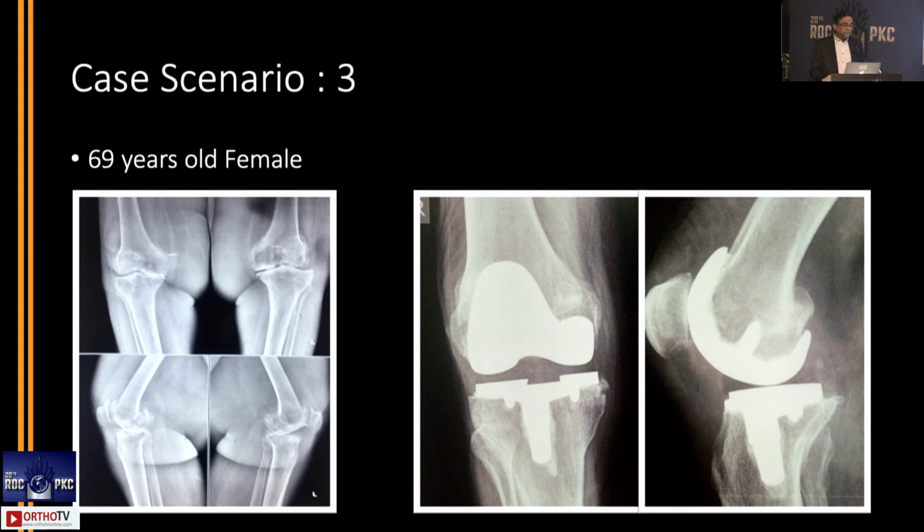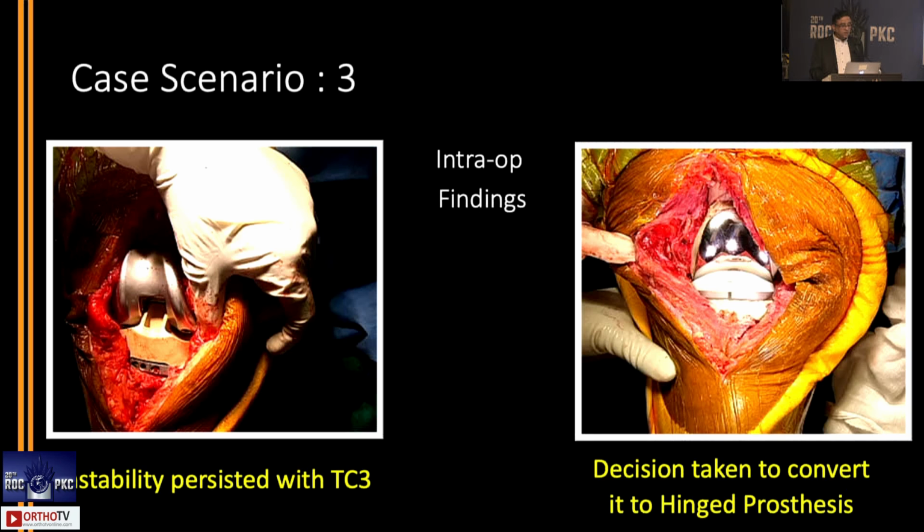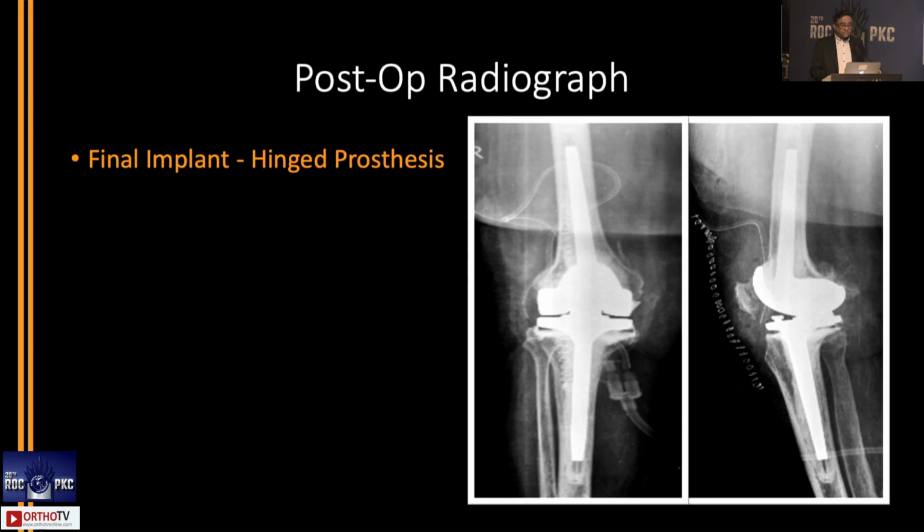Case scenario 3: a 16-year-old female, again a CR implant, 6 months post-op, fall at home, compromised MCL, and obviously intraop findings were instability persisting with TC3. I tried with TC3 here. It doesn't hurt to try it, but if it is not working, you have to go for the hinge. So I changed course and went for the hinge. So this is the final implant.